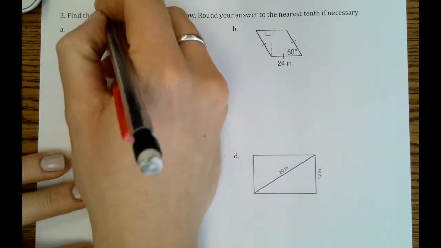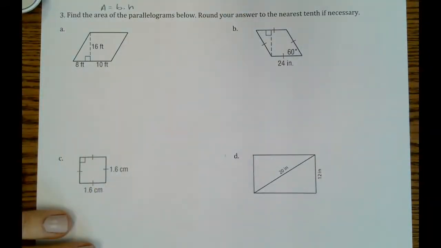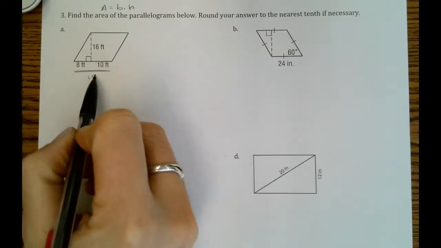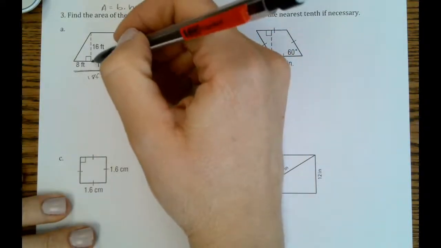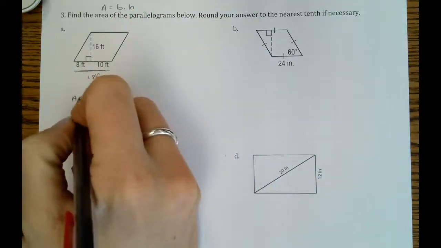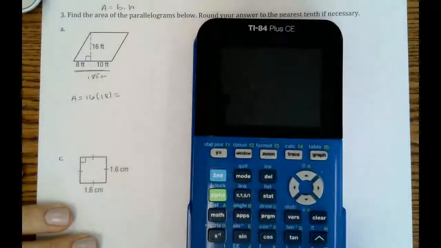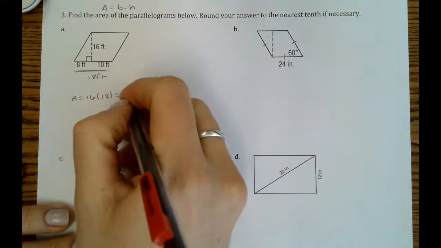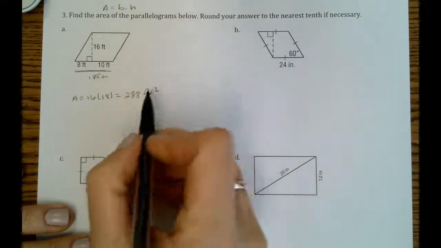So area, again, is base times height. Base times height. So if we look at our base here, our base is going to be 18 feet. If we add those two together, and our height is 16 feet. So we'll do 16 times 18, and we get 288. And since this is area, it'll be feet squared.